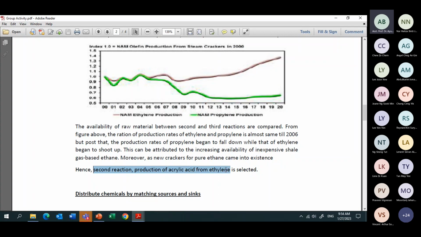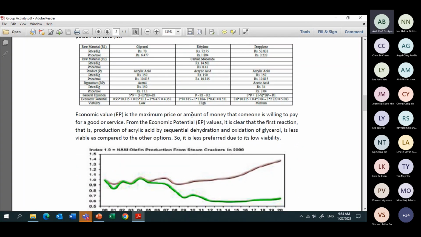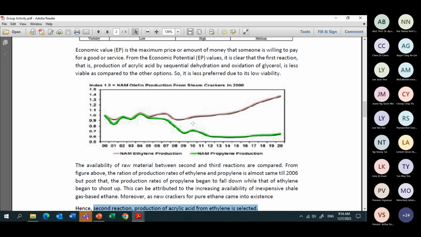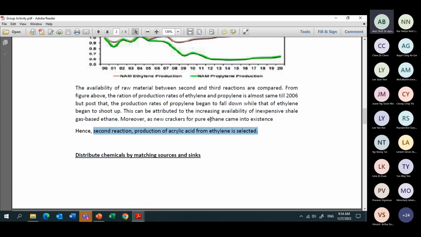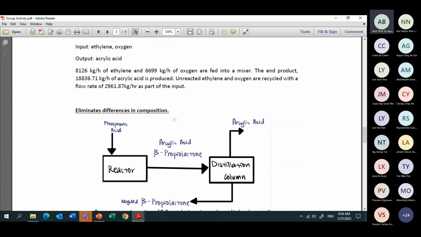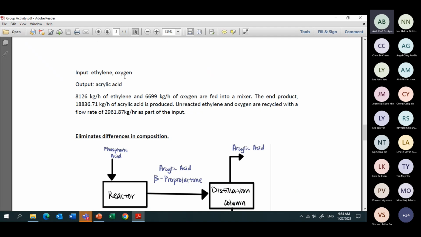Second reaction. Okay, good. So you include this comparison and also this one. Availability of the material, is it? Okay. Then we move to distribute the chemicals. We identify your input and your output. Input: ethylene and oxygen; output is acrylic acid.